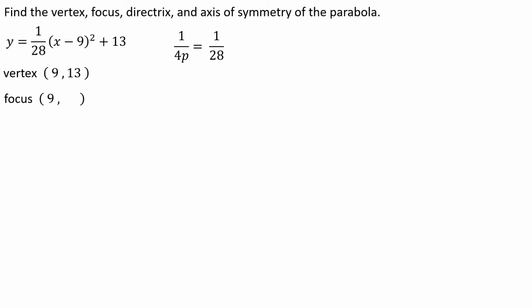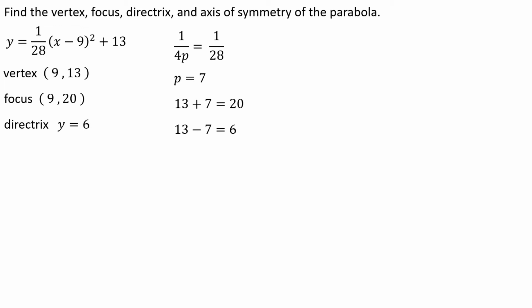4 times p has to be 28. Yep. So I have to move 7 units. So 13 plus 7, ta-da, 20. Now, if the focus is 7 units straight up from the vertex, the directrix has to be 7 units straight down. So 13 subtract 7 is going to give me 6.